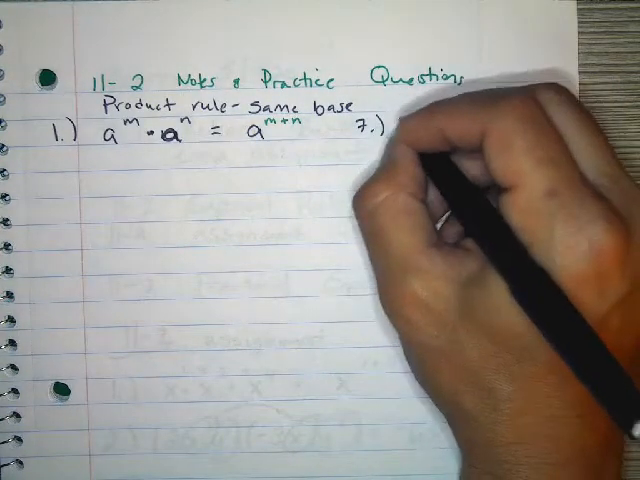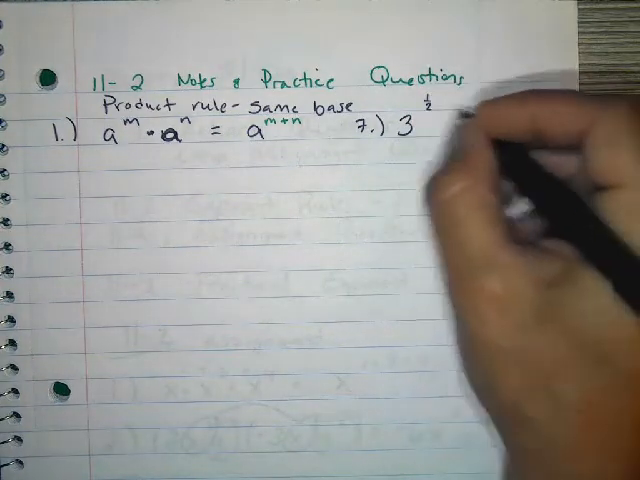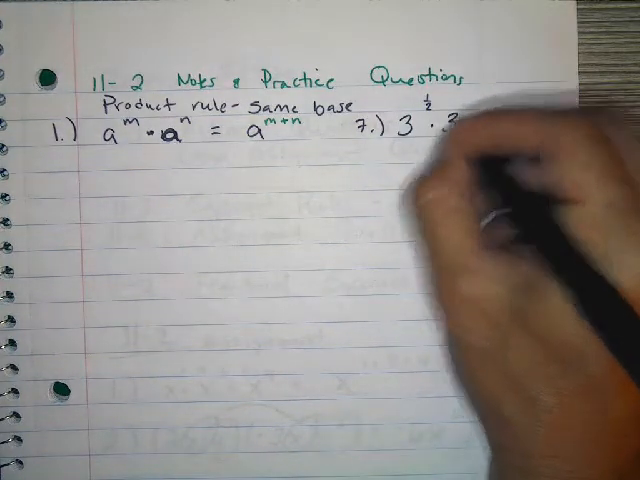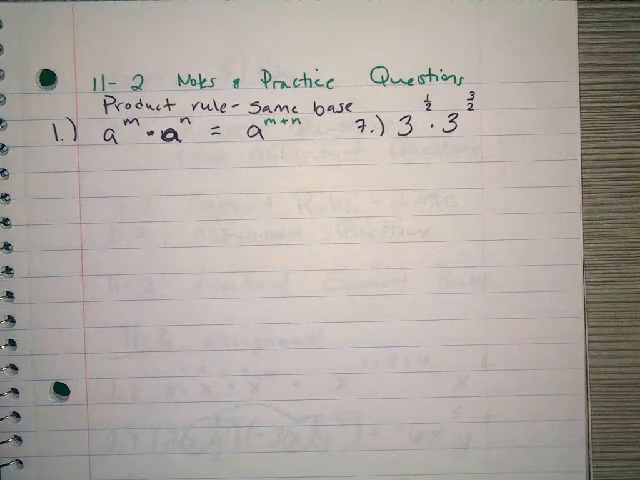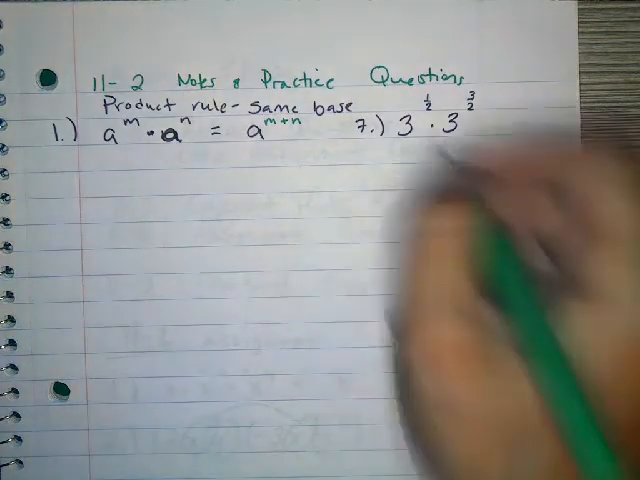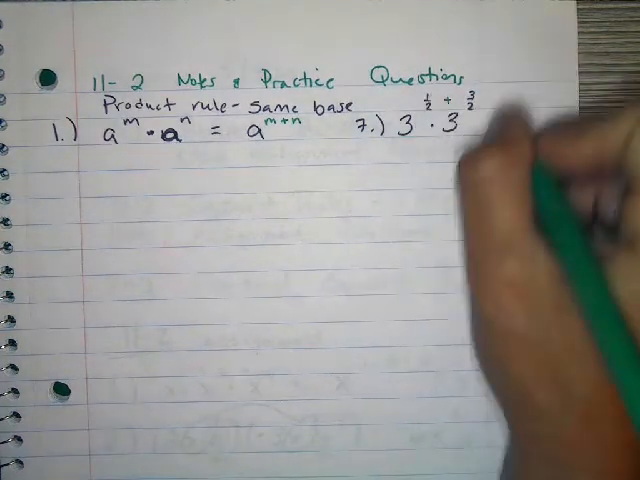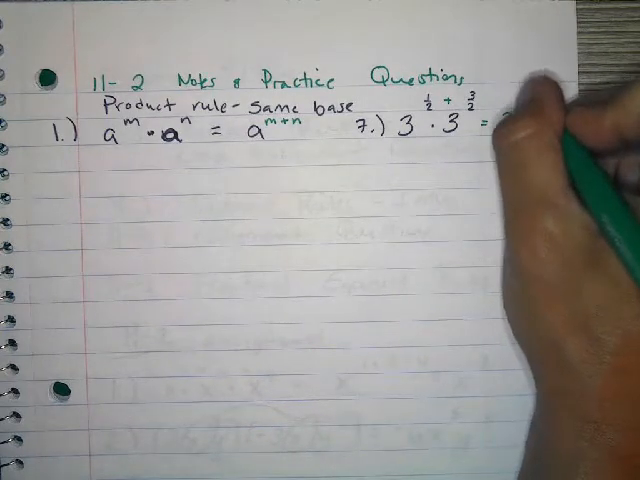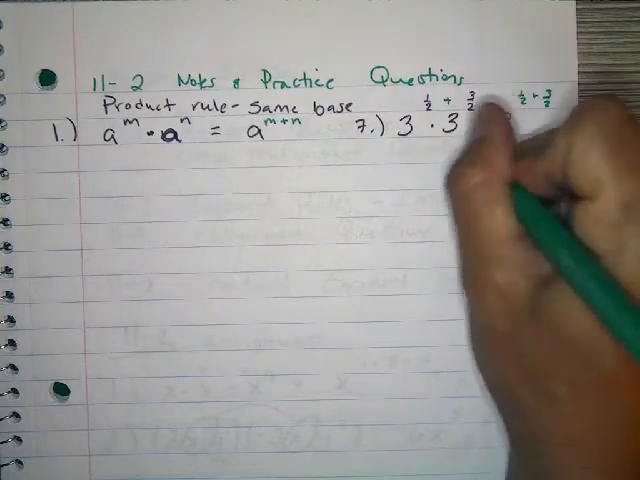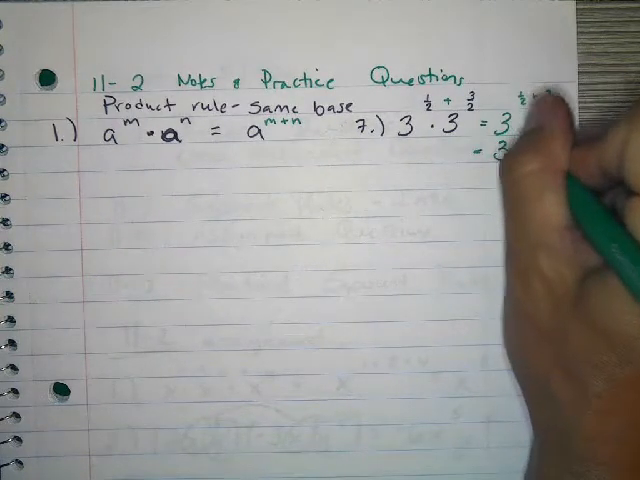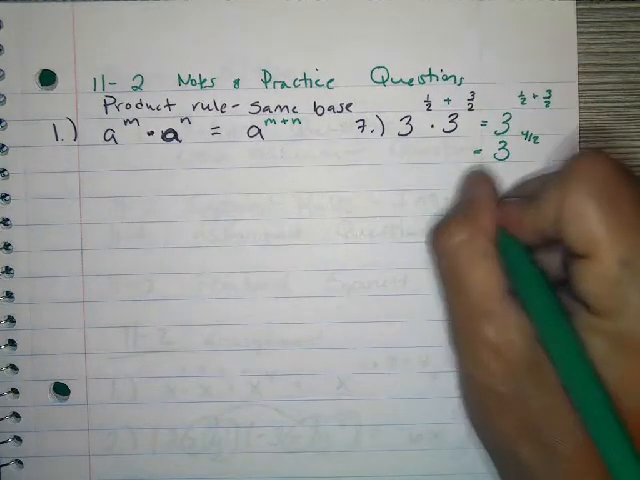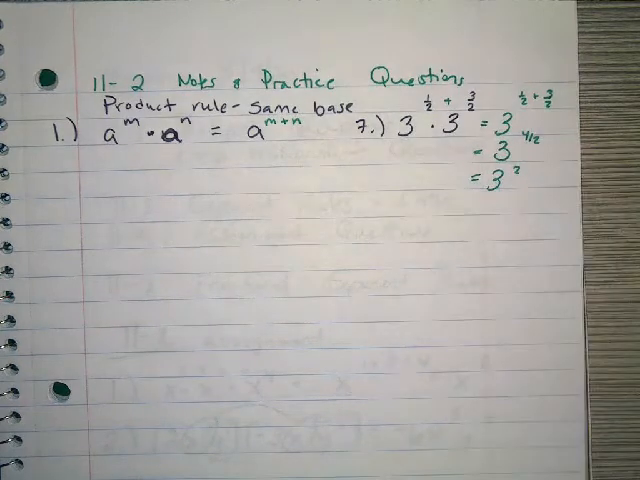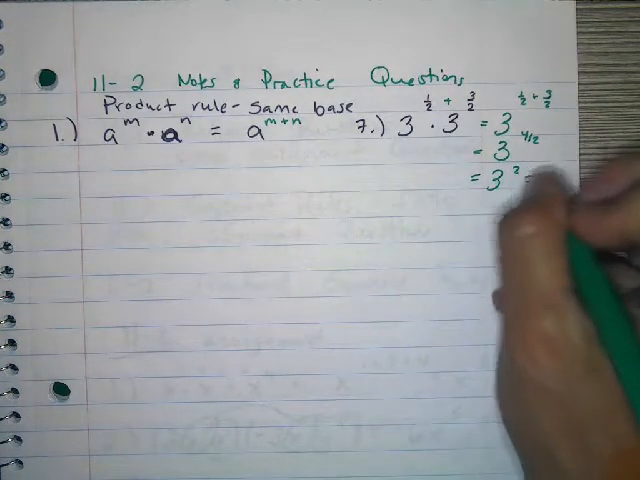So in this question, we have 3 to the 1/2 power times 3 to the 3/2 power. And so they have the same base. I don't touch the base. I just add the exponents. And when I add 1/2 and 3/2, I get 4/2. And 4/2 is otherwise known as 3 squared. 4 divided by 2 is 2. 3 squared is an answer of 9.